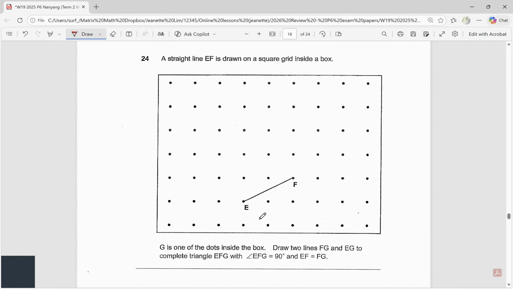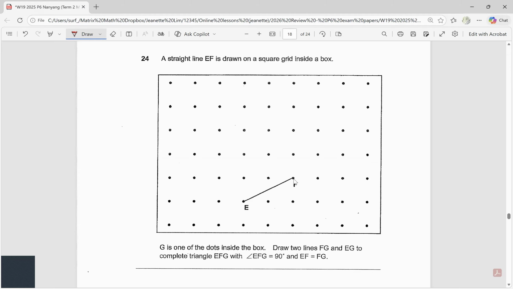Question 24. Straight line EF is drawn here. G is one of the dots inside the box. Draw two lines FG and EG to complete the triangle EFG with angle EFG 90 degrees. EF equals to FG. So there will be a third point G, which we are supposed to find where it is. Okay, EFG is 90 degrees. So I already have EF. Now I need to draw FG. And EF is the same length as FG.